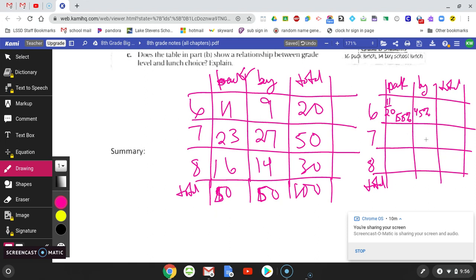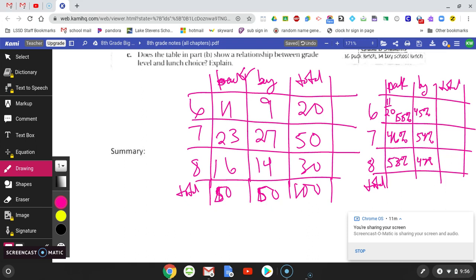Okay, see if you can do the 7th and the 8th grade ones. Okay, for 7th grade, we'll do 23 divided by 50, which is about 46%. Remember to always multiply by 100 to change your decimal into a percent. And then we will do 27 divided by 50, which will give me 54%. And for 8th grade, we're going to do 16 divided by 30, which is 53%. And then we'll do 14 divided by 30, which will be 47%.